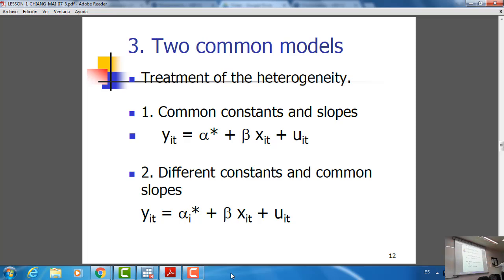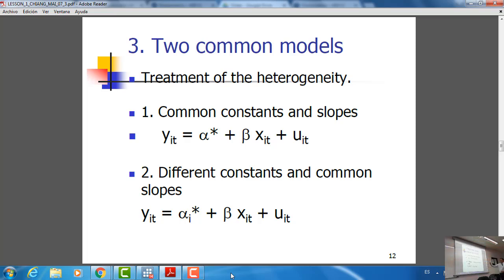Then I went into talking about the two common models, fixed effects and random effects. I am not going to cover this now, because we will see that in chapter 3. Chapter 3 is coming either at the end of today's class or next week. So I'm not going to repeat everything.